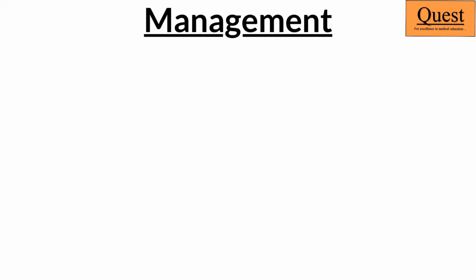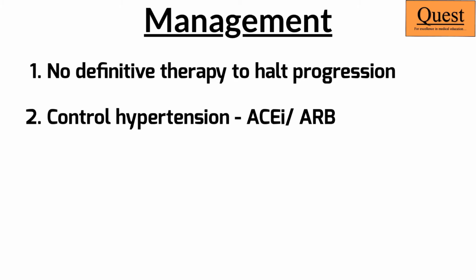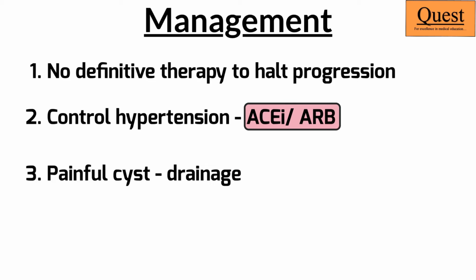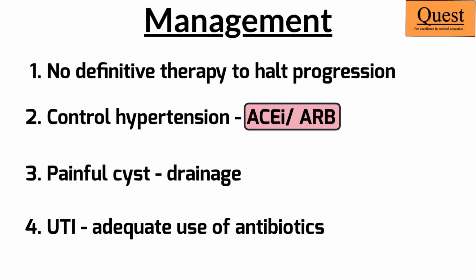Coming to the therapy of this condition, unfortunately, we do not have any definitive therapy as of now that can halt the disease. But we can still slow down the disease by having effective hypertension control. And the drug of choice here are ACE inhibitors and ARBs. If a patient has painful cyst, we can drain that cyst percutaneously and offer sclerotherapy, and sometimes some patients would require surgical drainage of the cyst. Whenever the patient has UTI, we need to cover with antibiotics, and if the patient reaches the end stage renal disease, then either dialysis or transplant needs to be offered.